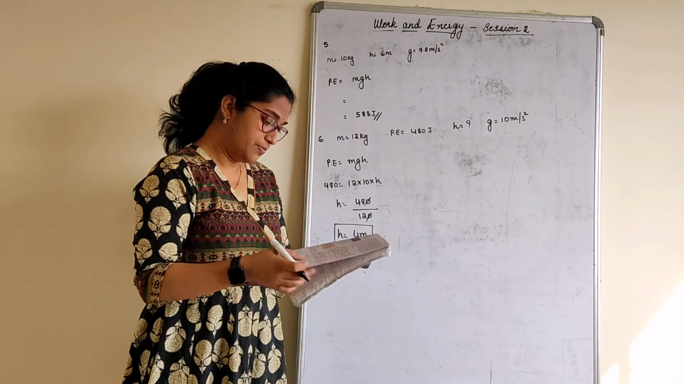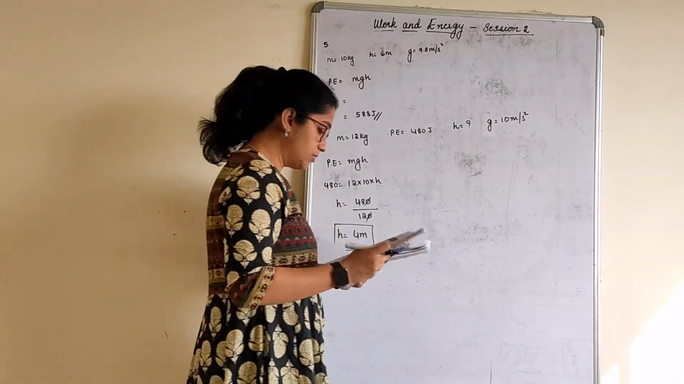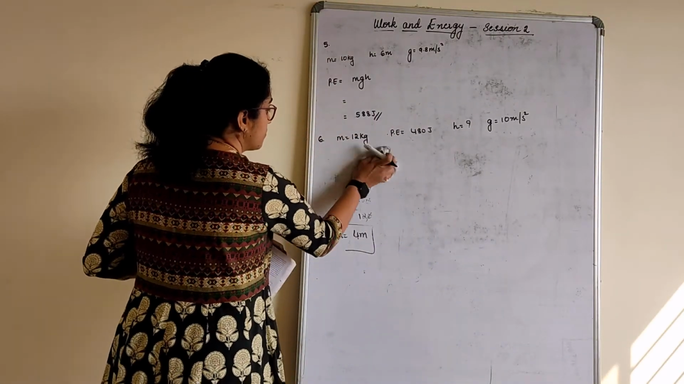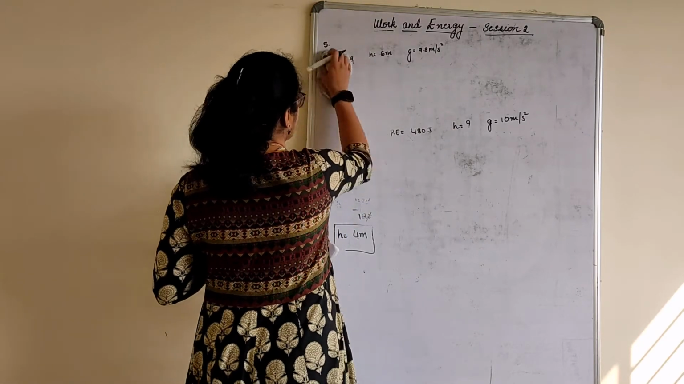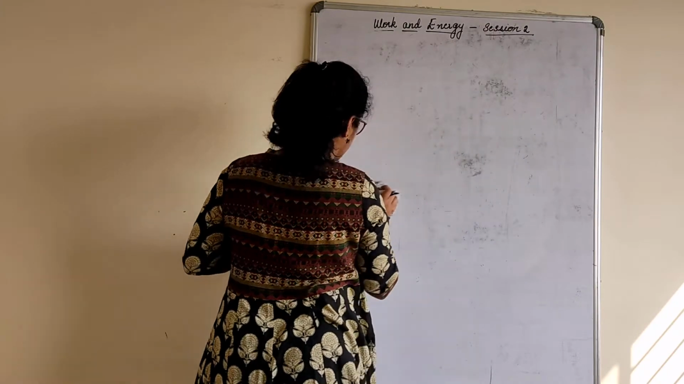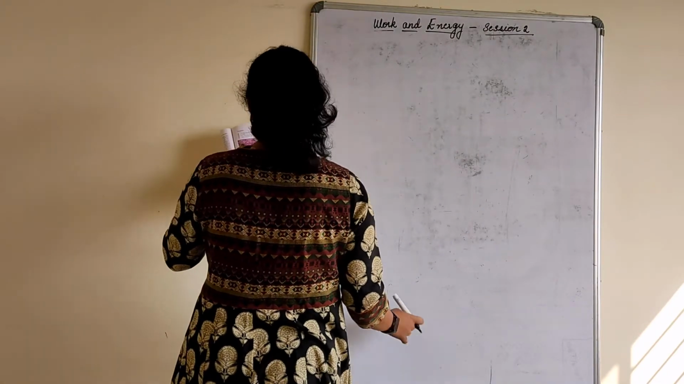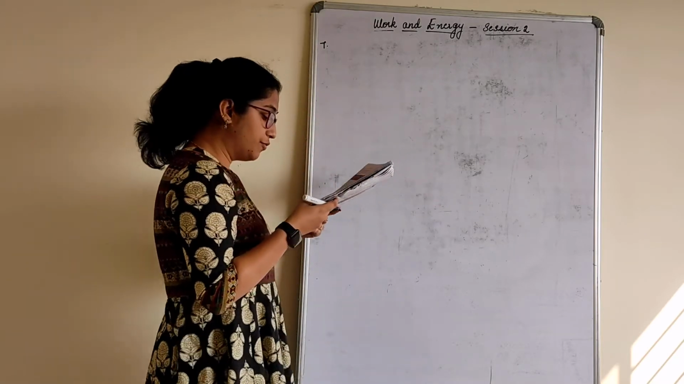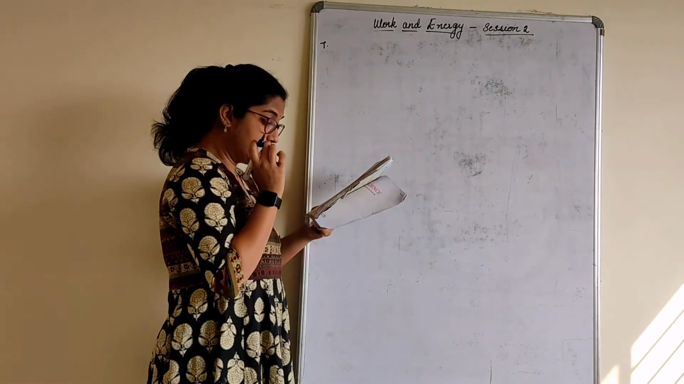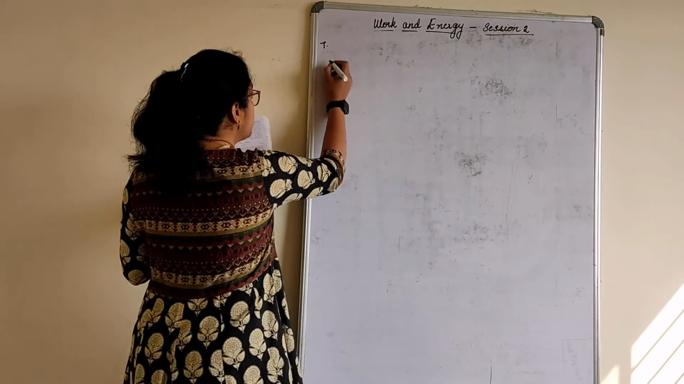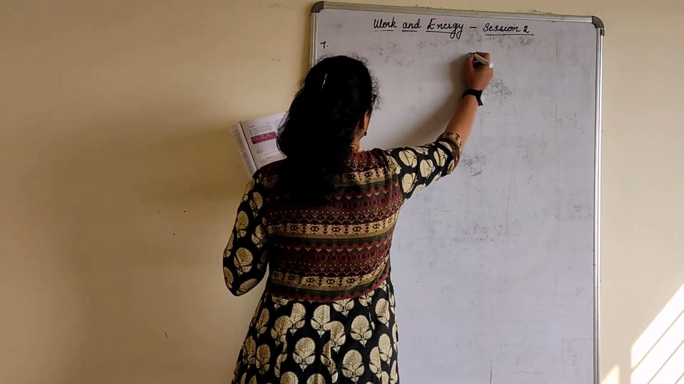And the next one, with respect to power, it is now the seventh one. Two girls, each of weight 400 Newton, climb up a rope through a height of 8 meter. So let's name the girls as A and B.